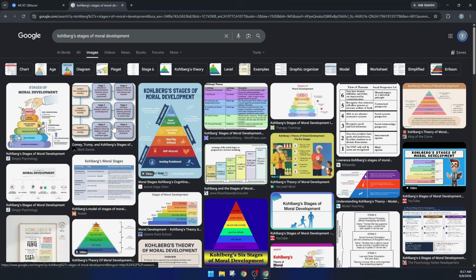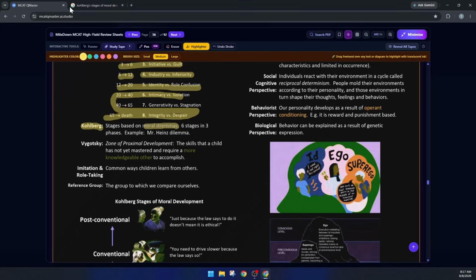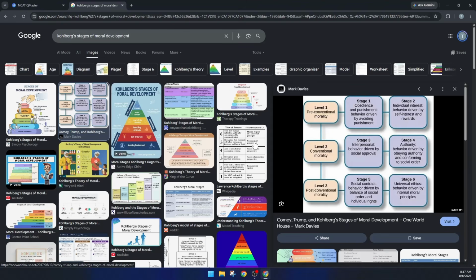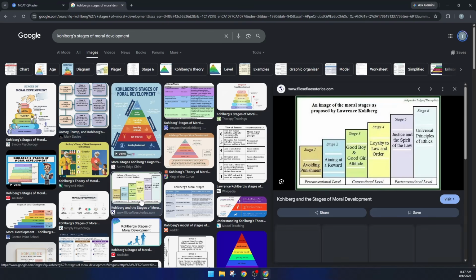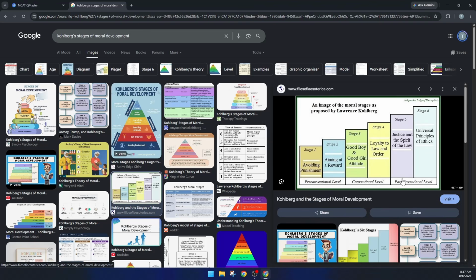So here are Kohlberg's stages of moral development. You have your pre-conventional, conventional, and then post-conventional. This one is a lot here. Probably wouldn't do that. Here, this is a good picture where the pre-conventional level is where people are trying to avoid punishment and aim at rewards. Then you have the conventional level, and then you have the post-conventional level. So this is a good picture here. So you could learn from this one.